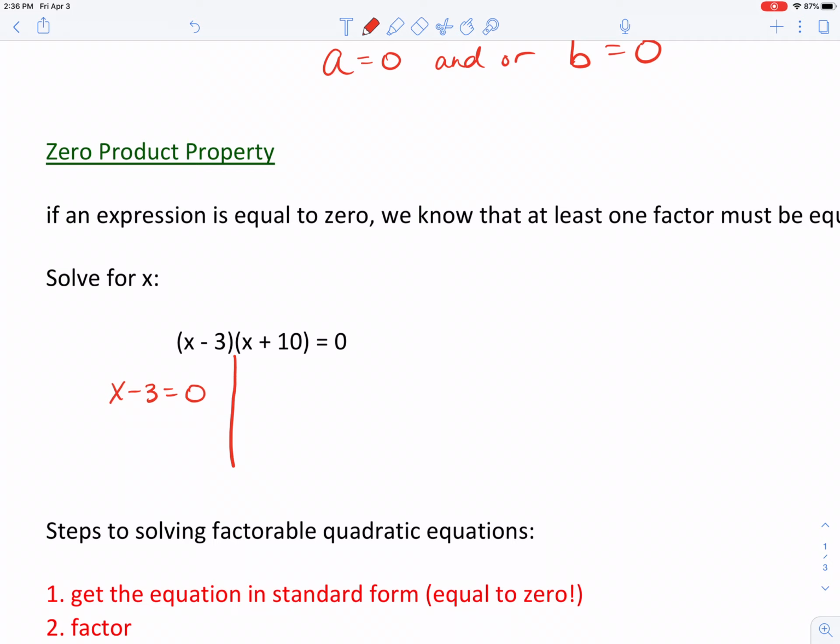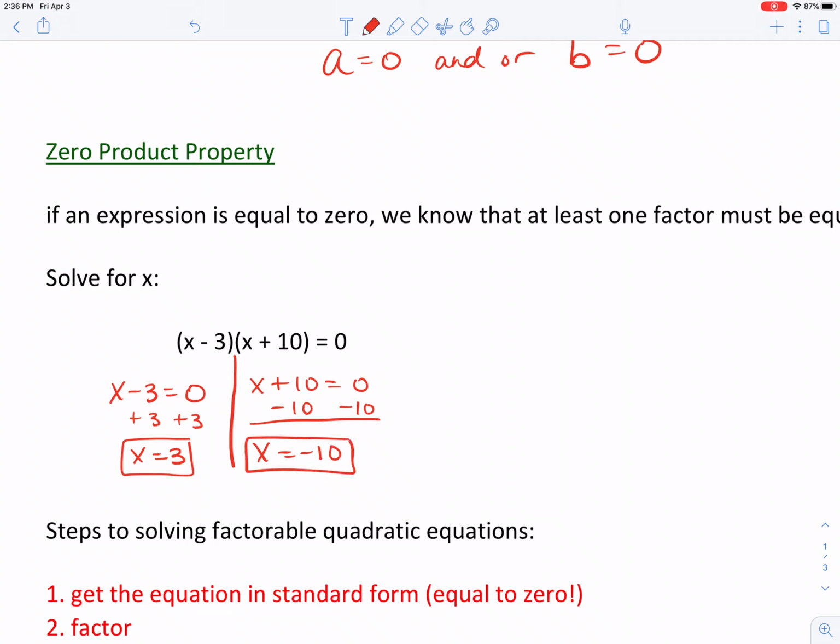So if the first factor was equal to 0, that would mean that x minus 3 has to equal 0. And if I add 3 to both sides, I solve that x must be equal to 3. If x equals 3, then that first factor would be equal to 0. Or the second factor could equal to 0, x plus 10. So here I could minus 10 on both sides, which would give me that x is equal to negative 10. So when you just have x minus a number, the solution is going to be the positive value of that number. When it's just x plus a number, the solution is going to be the negative value of that number.